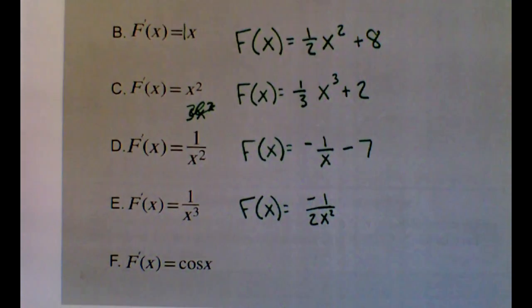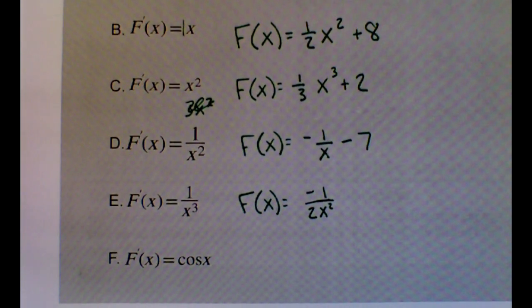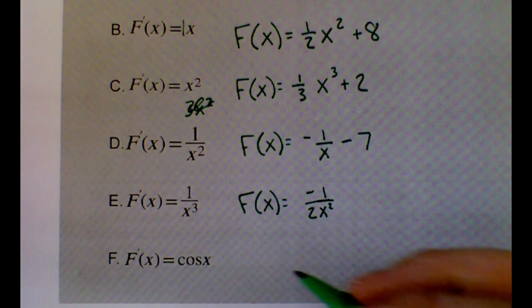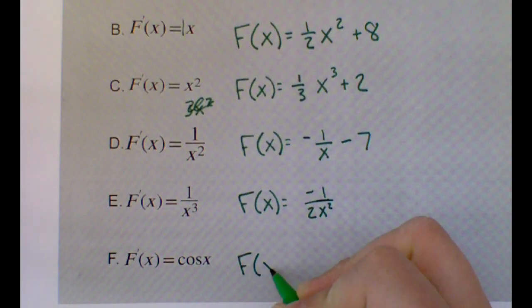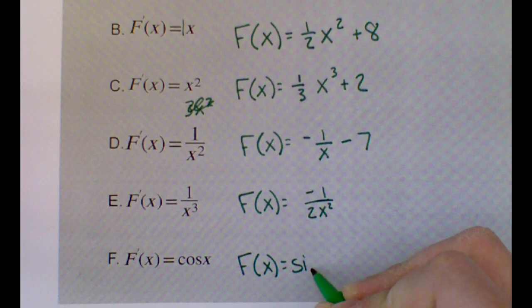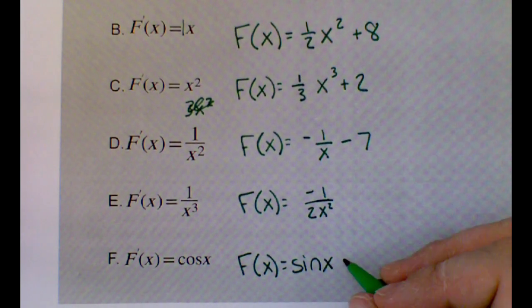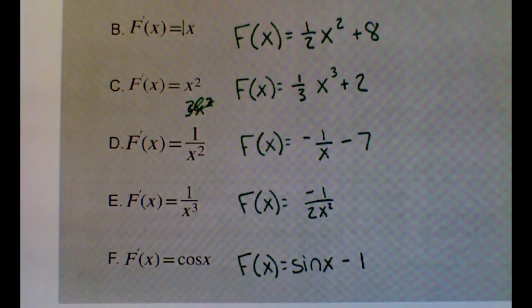Who knows? And then if the derivative was cosine, well, the derivative of what function is cosine? The derivative of sine. So our original function was sine of x. Maybe it had a negative 1. Who knows?